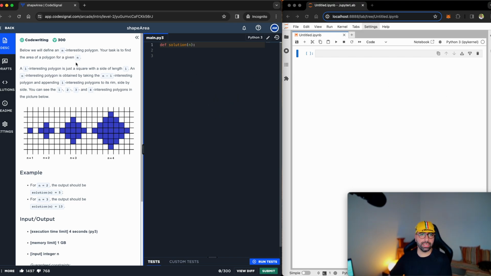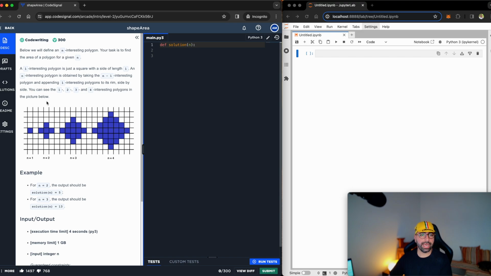Let's see what the task is. Below we will define an n-interesting polygon. Your task is to find the area of a polygon for a given n. A 1-interesting polygon is just a square with a side of length 1. So this is n equals 1 here. An n-interesting polygon is obtained by taking the n-1 interesting polygon and appending 1-interesting polygons to its ring. Side by side, you can see the 1, 2, 3, and 4-interesting polygons in the picture below.